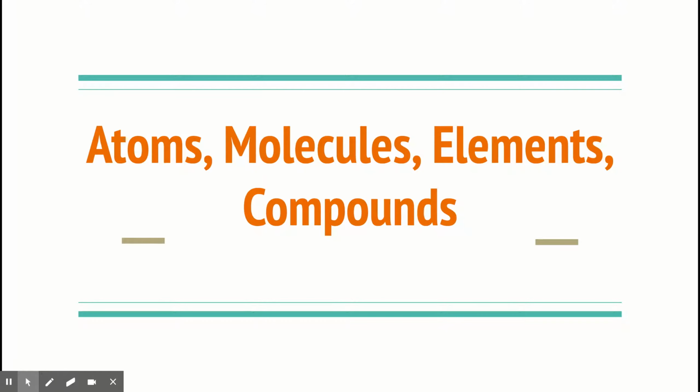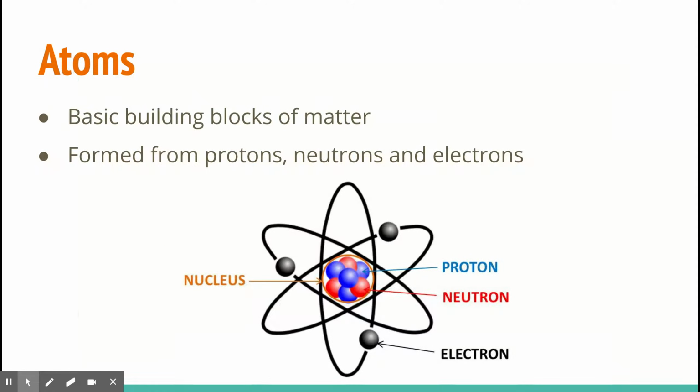Hello, everyone. Last week we wrapped up our element projects, and this week we're going to move on to talk about atoms, molecules, elements, and compounds and the differences between them. We know that atoms are the basic building blocks of matter, and they're formed from those subatomic particles: protons, neutrons, and electrons. Our electrons live in the electron shells or the orbits surrounding the nucleus, and that nucleus is made up of protons and neutrons.